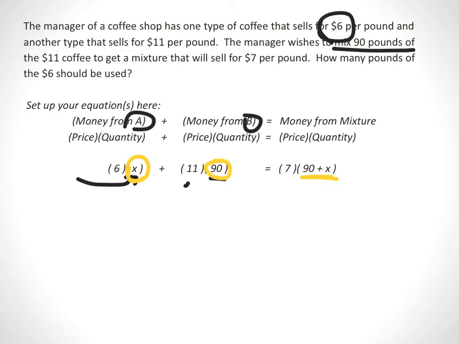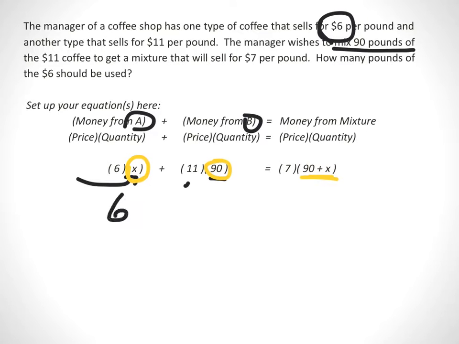Now, something to think about is that these kinds of problems don't always give you how much of one of them. They may say, I want a mixture of so many pounds. Then we have to change these values over here instead. That's the next question that we'll take a look at. So for right now, we can solve this problem.